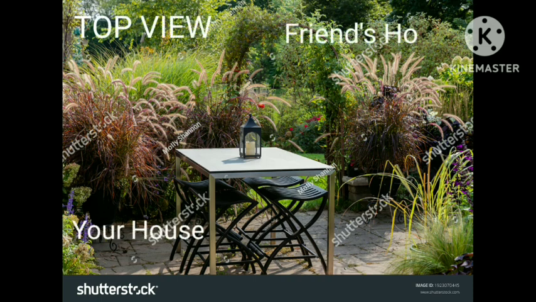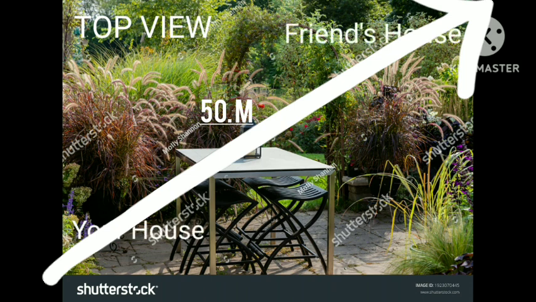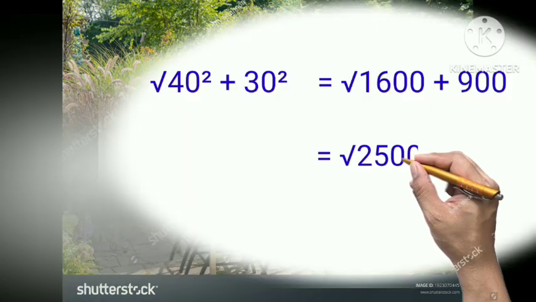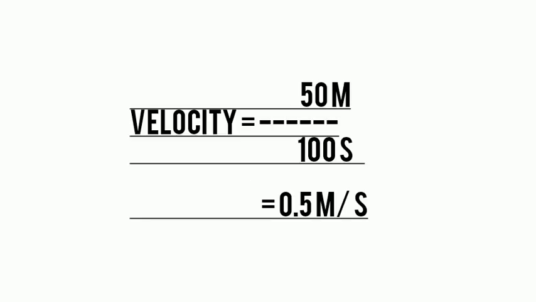Now let us look again at our example. Our displacement was 50 meter and the time is the same, 1 minute 40 seconds. And your velocity will be, right, 50 meters by 1 minute 40 seconds, which is 100 seconds. So that is 0.5 meter per second. So the speed and velocity have the same unit, meter per second.